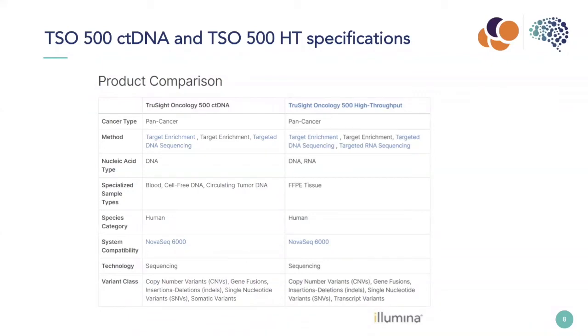The specialized sample types are listed as appropriate. This is a human-based assay, and all of the sequencing was performed on the NovaSeq 6000. The variant classes are listed, and they're the usual suspects in this kind of work: copy number variations, gene fusions, insertion deletions, and of course single nucleotide variants, as well as an ability, depending on depth of sequencing, to analyze various percentages of somatic variants, which we'll talk about as well.